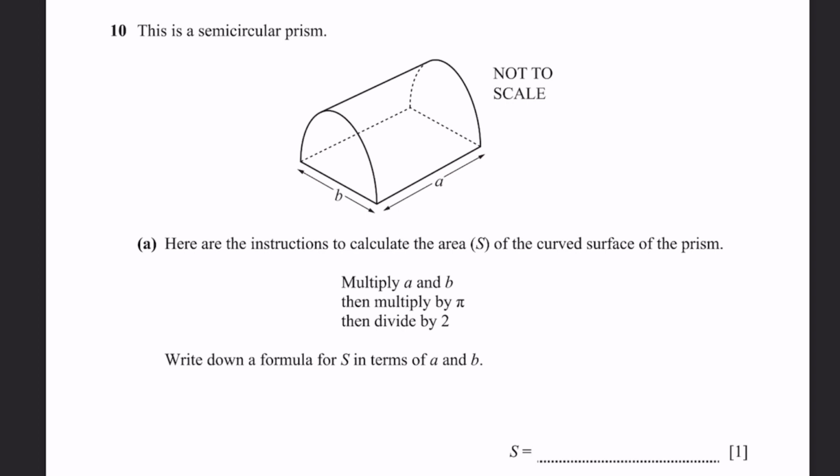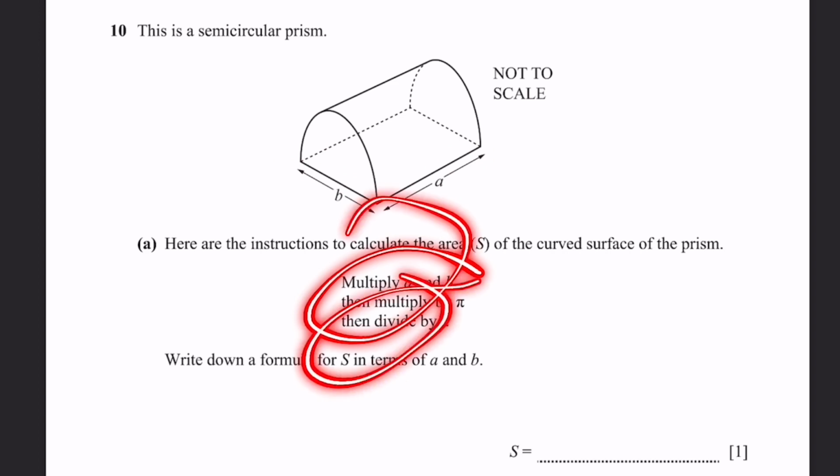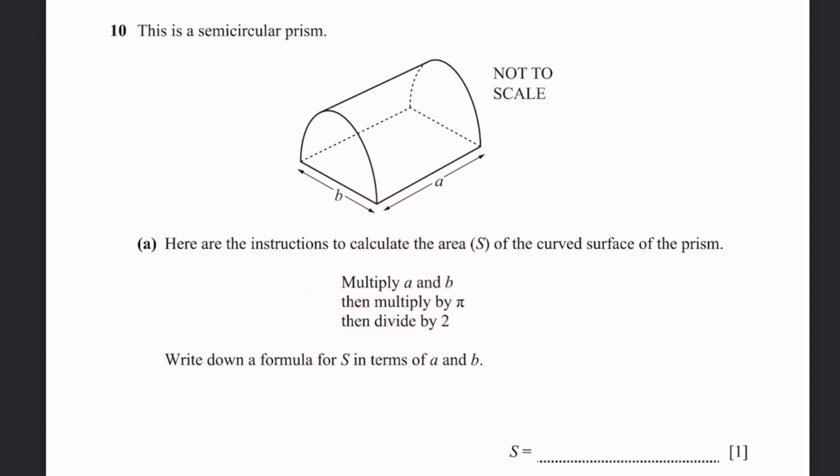Question 10. This is a semicircular prism. A. Here are the instructions to calculate the area S of the curved surface of the prism. Multiply A and B, which is the length, then multiply by pi and then divide by 2. Write down the formula for S in terms of A and B.